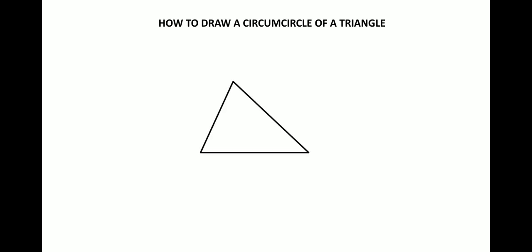So let's say there is any triangle and name it as ABC. You can take any triangle whether it's scalene, right angled, isosceles, equilateral or whatever types of triangle you have learned. You can use any of the triangles in order to learn the process of drawing a circumcircle. So in order to draw the circumcircle of this triangle, we have to take any two sides.